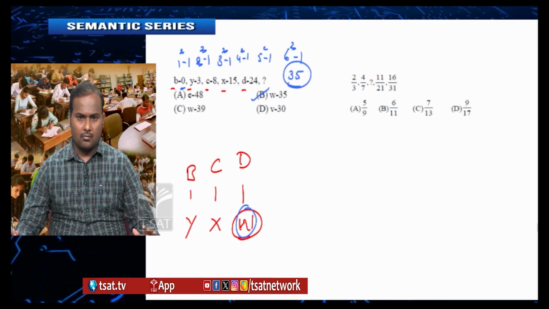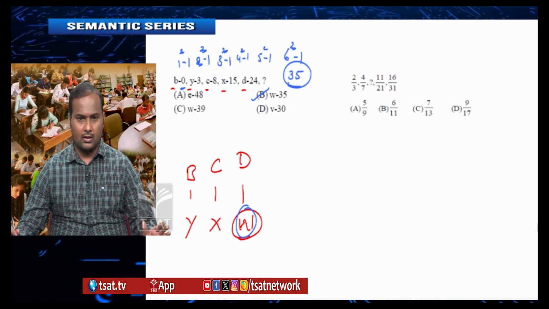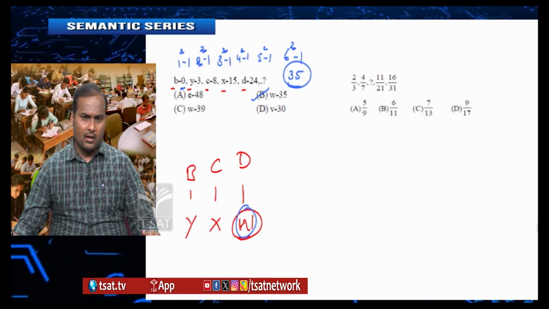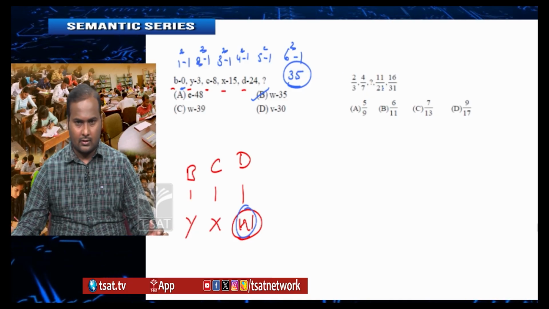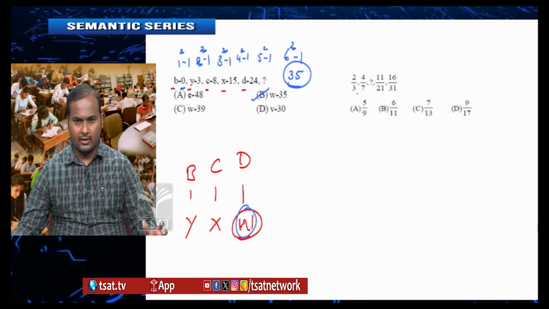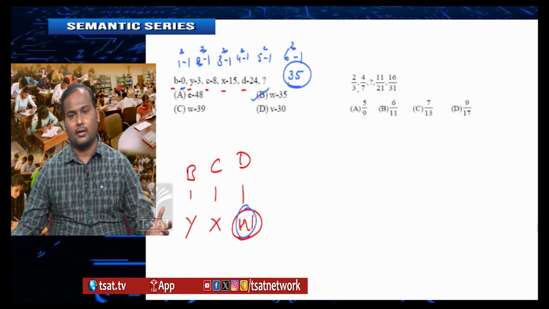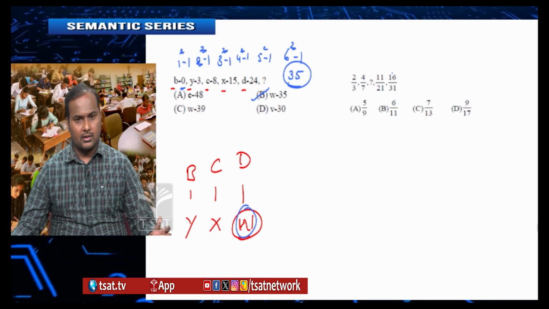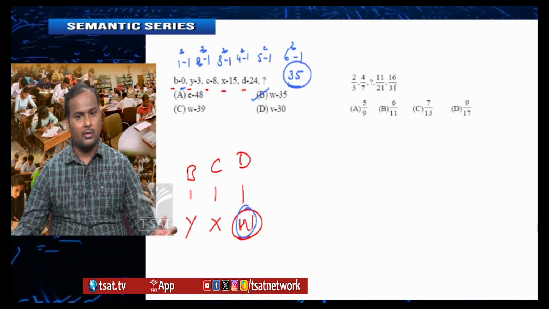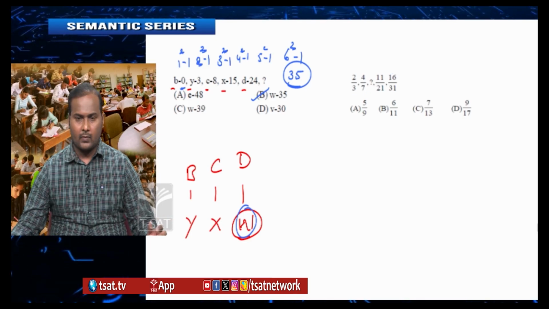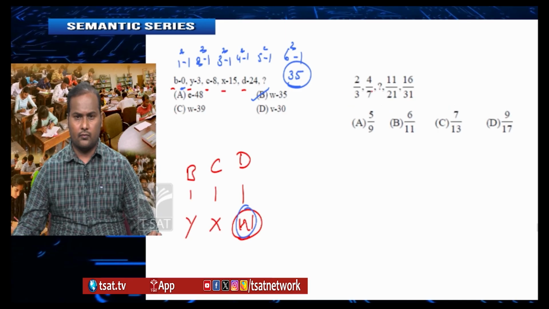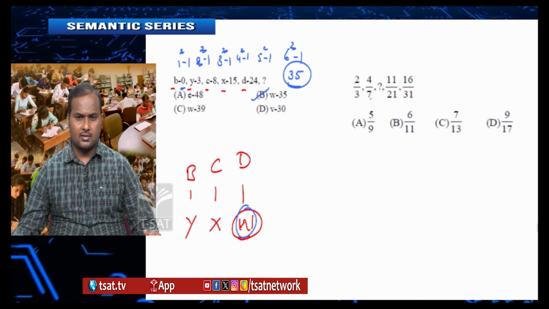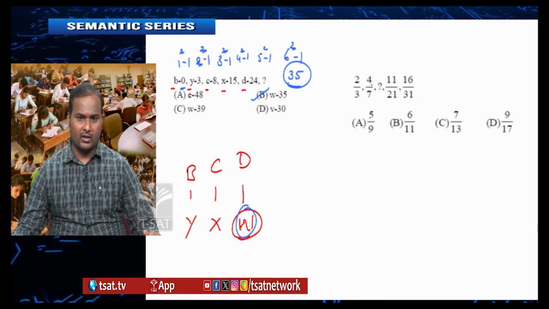So it's a pattern that is given in both letters as well as numbers. The next one is he may ask in the fraction type also. It doesn't matter, you don't have to take fractions in the exam. The numerator may become a different series or the denominator may become a different series. Let's see this one: 2, 4, 11, 16, the numerator is a different series. 3, 7, 21 and 31 is also a different series.